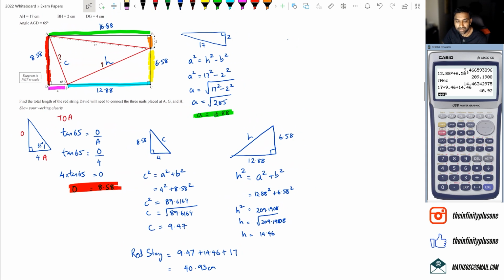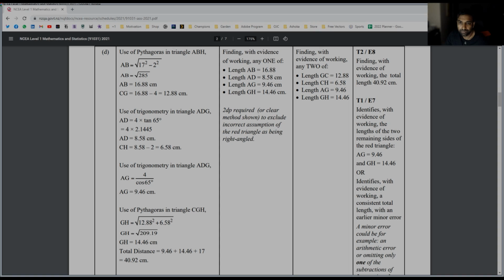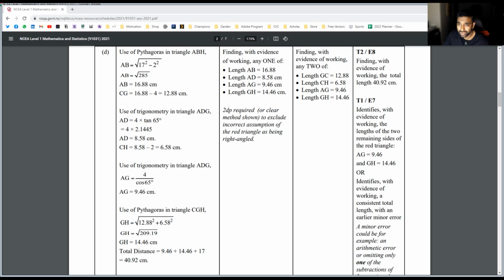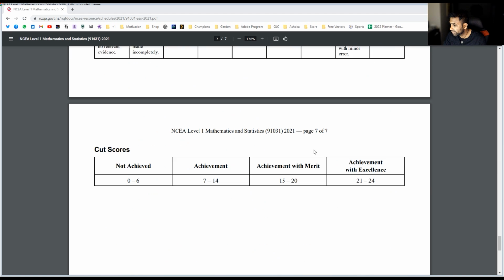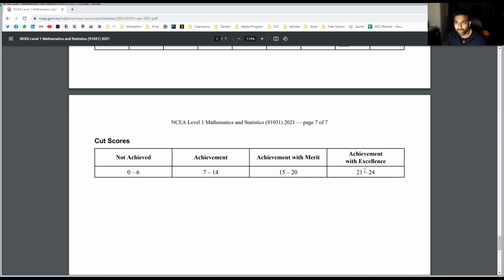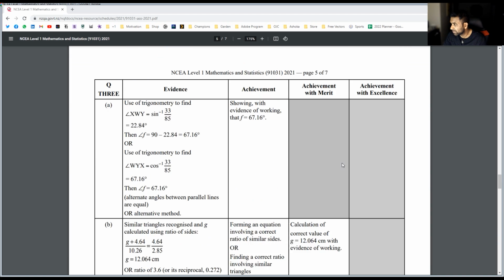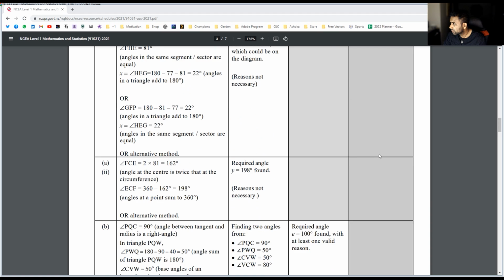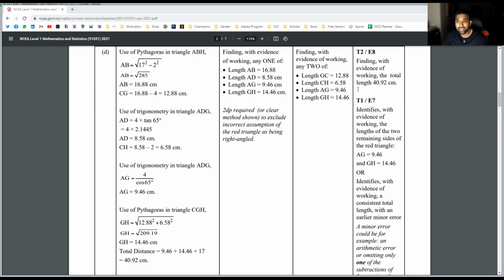So let's have a look at what it is that you guys are going to be getting grades for. This question looks like pretty much a double excellence kind of question. If you work out your final answer as 40.92, then you're going to get E8, or 8 points for this paper. For excellence you need a score of 21. So you actually get 8 points from question one part D if you get 40.92.